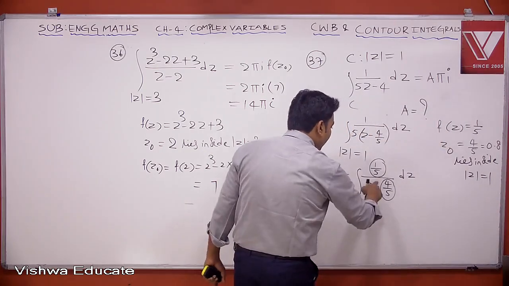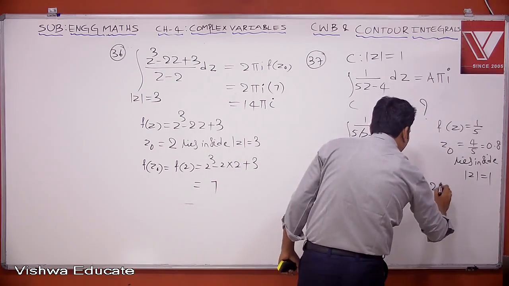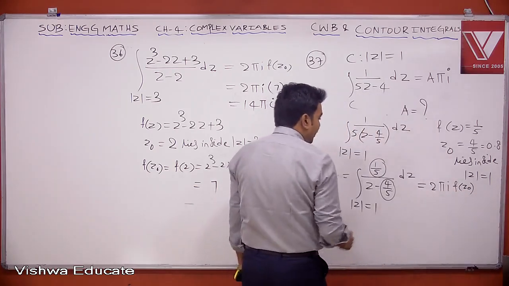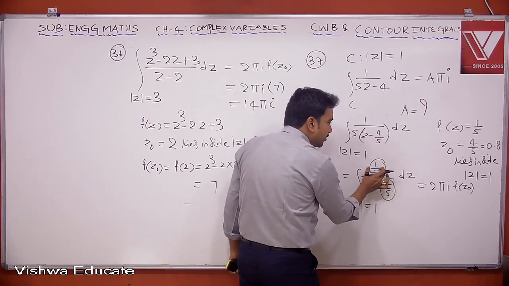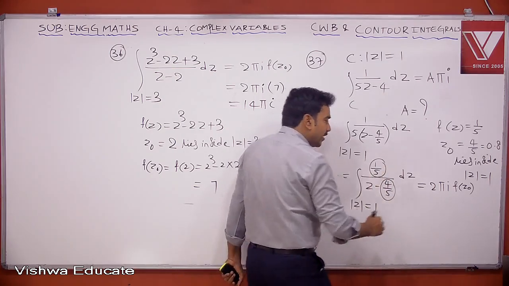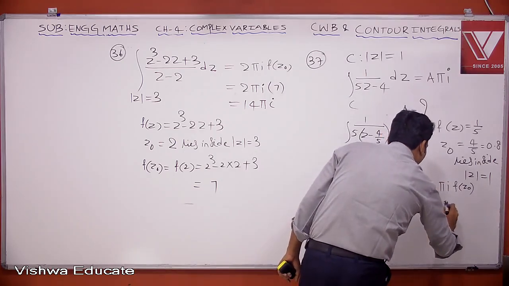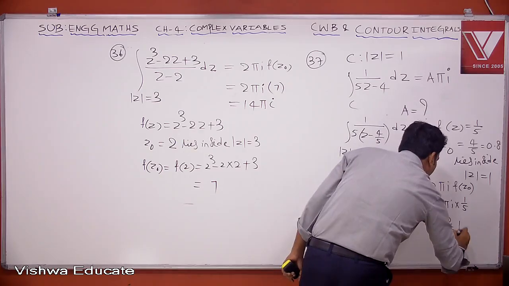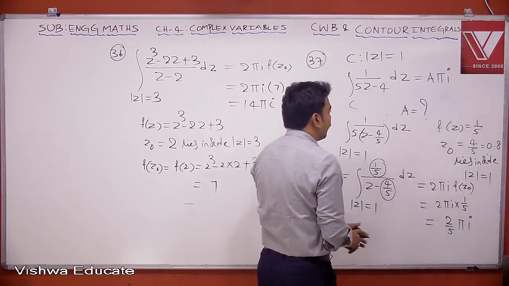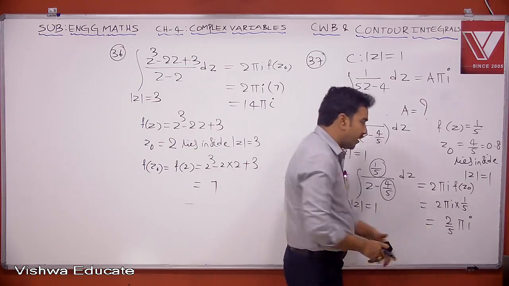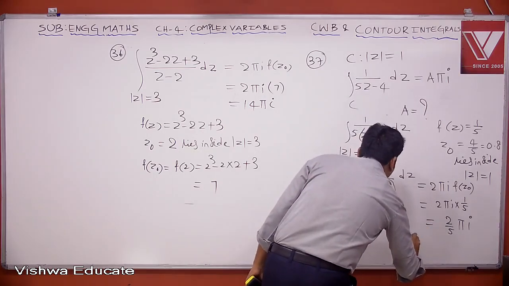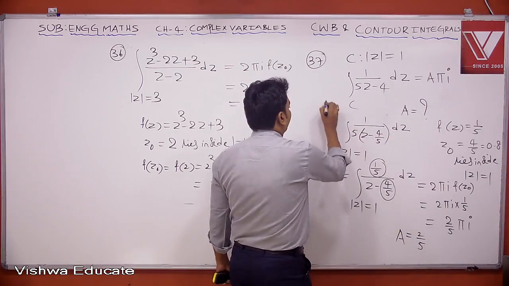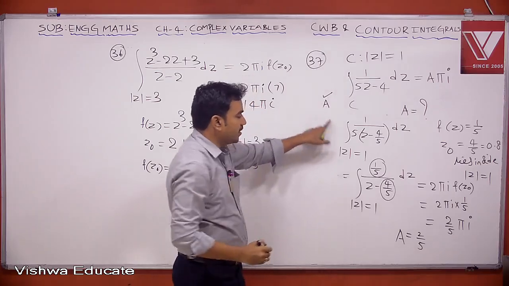Therefore, by Cauchy's integral formula, this will be equal to 2 pi I into f of z naught. But this is a constant function, so f of z naught is also equal to 1 by 5. So this is 2 pi I into 1 by 5, which is 2 by 5 into pi I. Therefore, in place of A, we have 2 by 5. The constant A is nothing but 2 by 5. So option A is the right answer for question number 37.